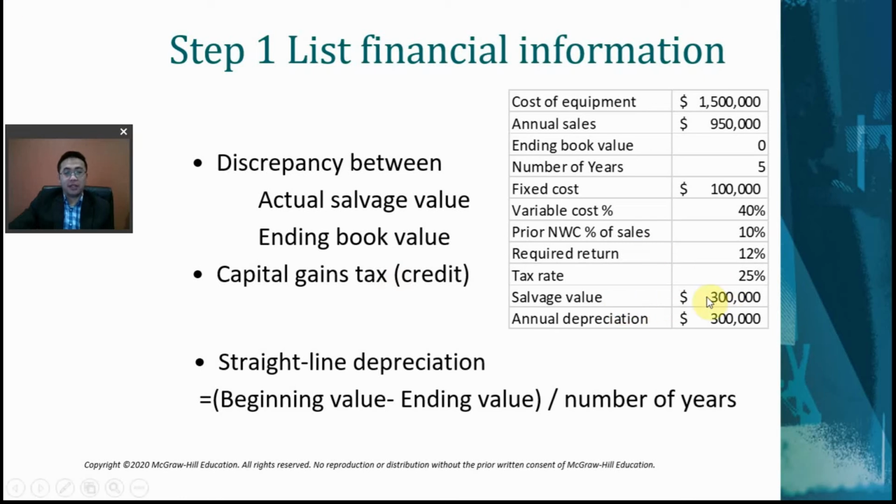So you see that the salvage value, $300,000, is above 0. That means you make a $300,000 capital gain, and you're going to pay tax on it, 25% of it. And in another case, let's say your ending book value is 500 and your salvage is 300, that's not a capital gain. It's actually a capital loss, all right? And if you have a capital loss, you would earn a tax credit.